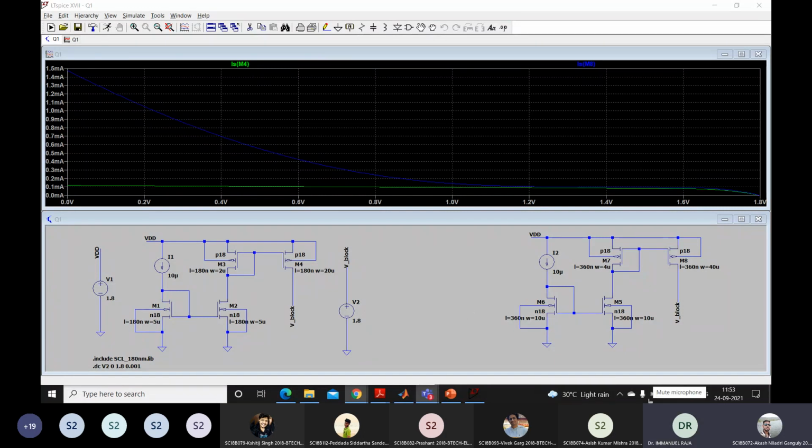You go down, it is increasing so much. How did you plot the current? IS of M8. Yes, sir. This one, and IS of M4. This one was working fine. There was some slope, so that was expected. But here, this increase I am not able to understand.